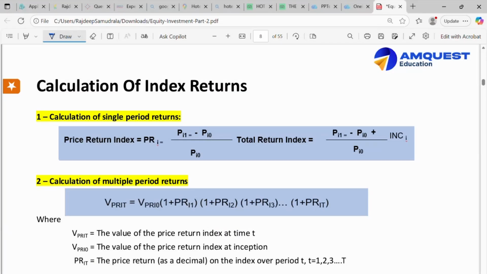If you take total return index, you're not just going to look at the price return, you're going to look at price return plus other income. Other income could also include dividend income, interest income. Clear? Any doubts so far? Now, if you're looking at a multiple period return, so let's not just say one period, but multi-period return, what's the best way to find a multi-period return?